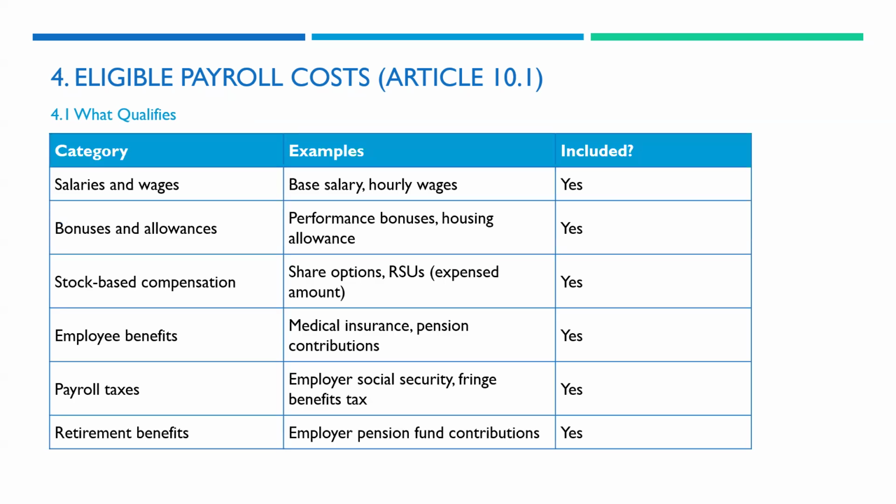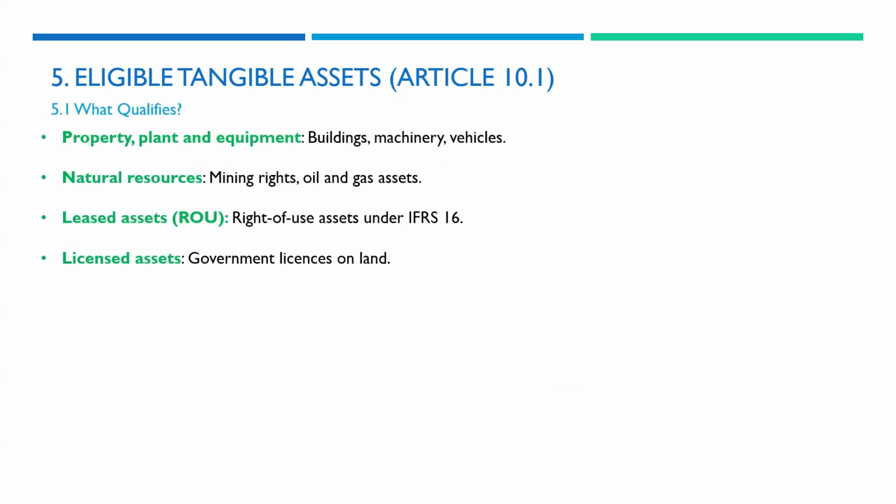Now, what are eligible tangible assets for the other carve-out? You take all these costs and multiply them by the SBIE rate. You will get the payroll carve-out. And for the tangible asset carve-out, the eligible tangible assets are PPE, buildings, machinery, vehicles, natural resources, and leased assets. So ROU assets are also included. Even if it's ROU accounted under IFRS 16, that's also an eligible tangible asset. Licensed assets, like government licenses which you have, are also eligible.